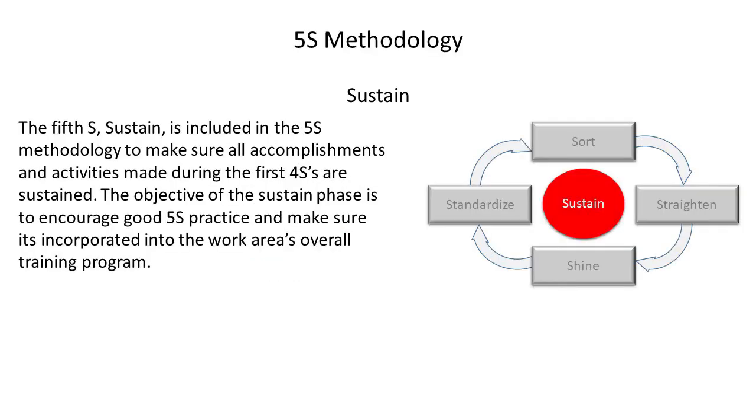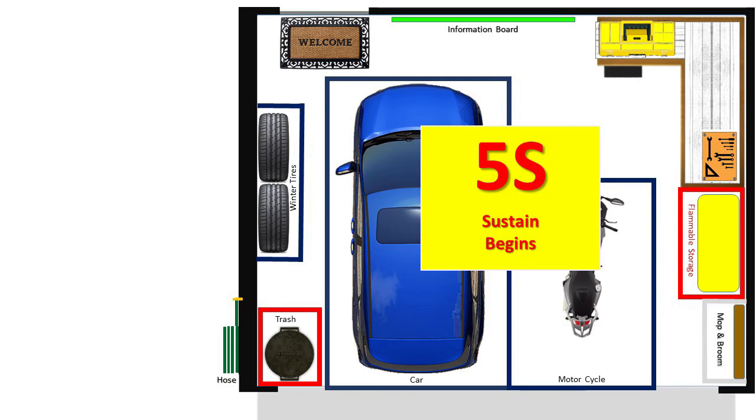The fifth S, Sustain, is included in the 5S methodology to make sure all accomplishments and activities made during the first 4 S's are sustained. The objective of the Sustain phase is to encourage good 5S practice and make sure it's incorporated in the work area's overall training program. And so, the fifth and final S, Sustain, begins.